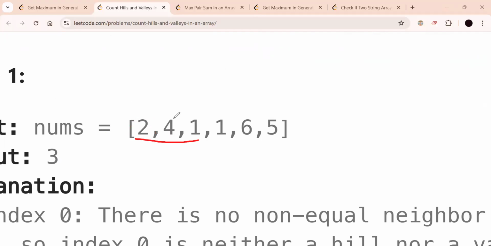Now we'll go to 4. The left side is a smaller value, and the right side is also a smaller value, 1, which means this is a hill. Okay, good. Now we got one hill.